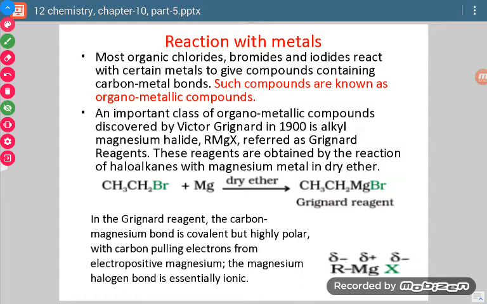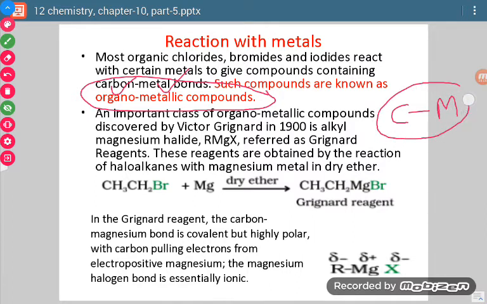Now let us discuss reaction with metals. Okay, so first of all, what do we know about organometallic compounds? Now see, organometallic compound, as two words are there, organic and metallic. So such compounds in which there is presence of carbon-metal bond are called organometallic compounds. Now a very simple organometallic compound is Grignard reagent. It is in general represented as RMgX.